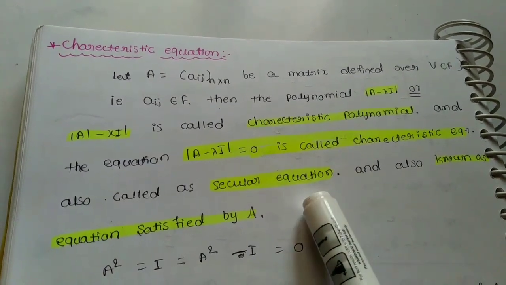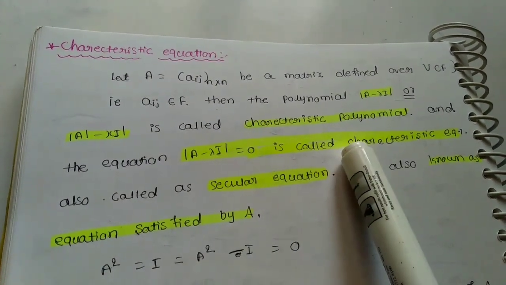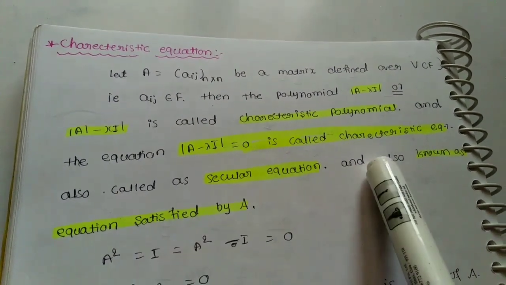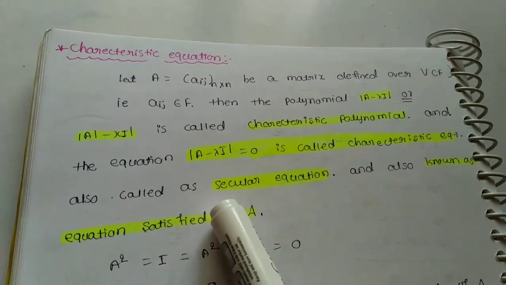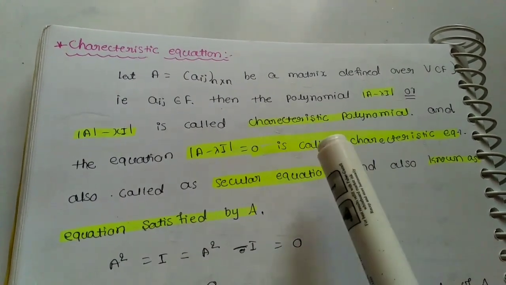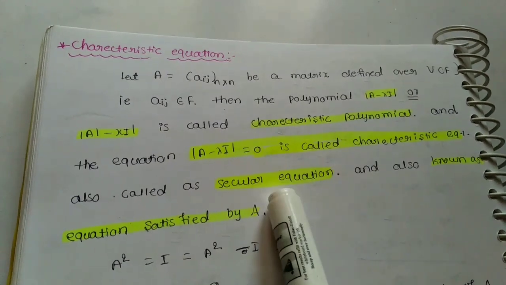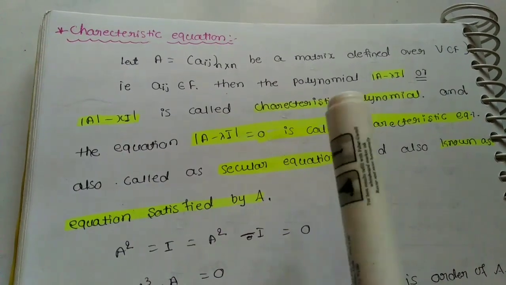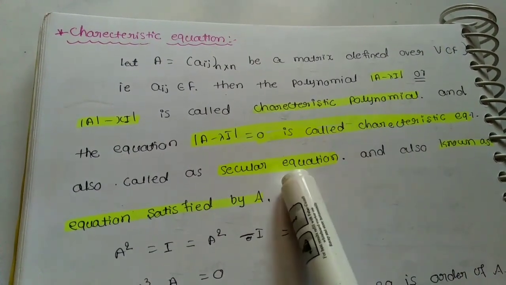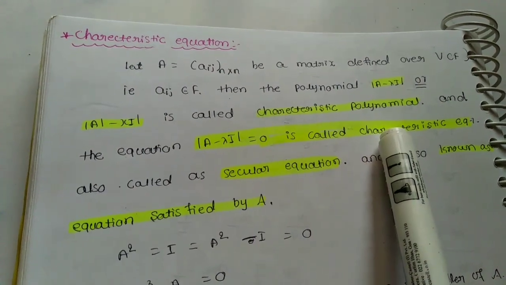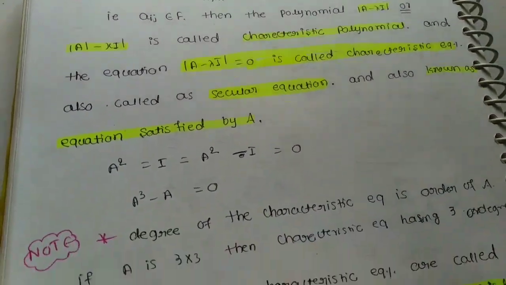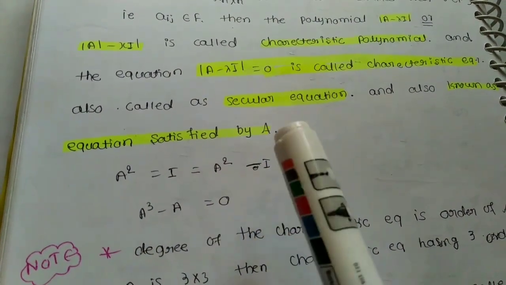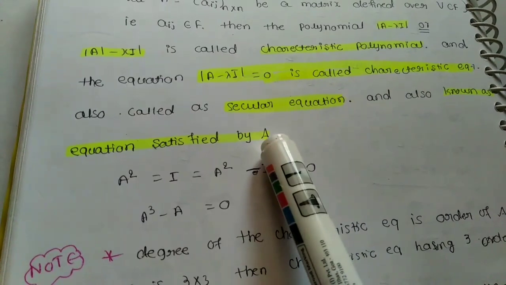Okay, so you have to know these things. This characteristic equation is called a secular equation, and it is also known as the equation satisfied by A. So another name for the characteristic equation is the secular equation. In the examination, if they give these keywords, you have to understand that the secular equation is nothing but the characteristic equation. Just look here, guys. This is also known as the equation satisfied by A. Why do they say it like this? Just look here.